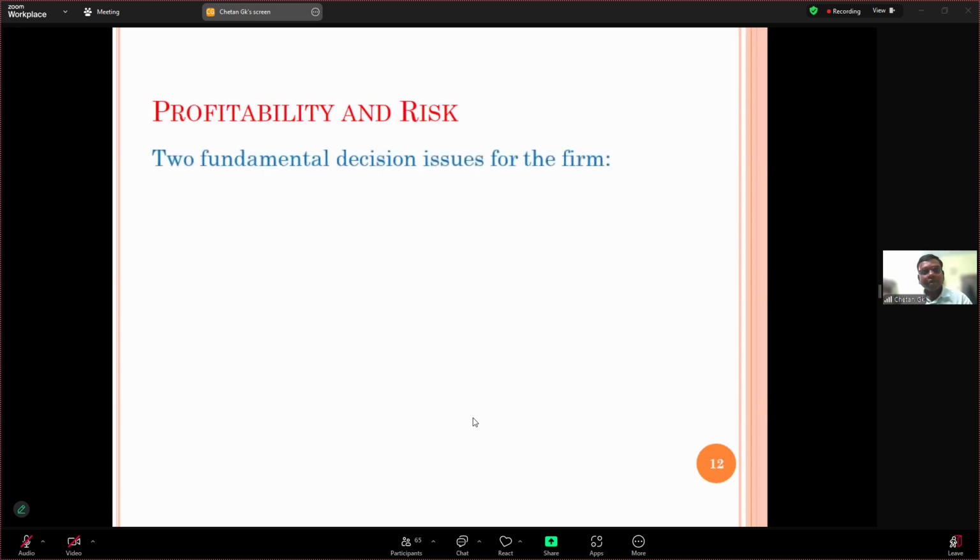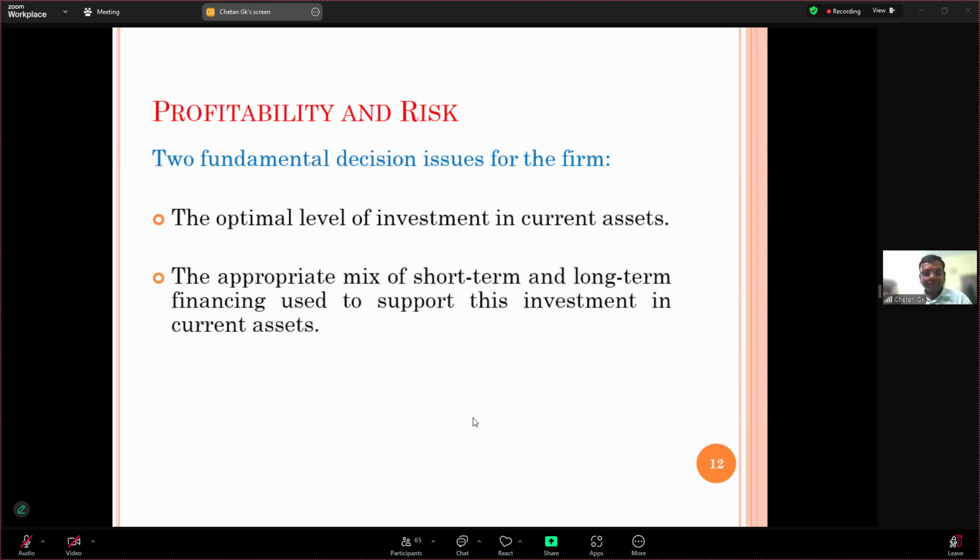Okay, so let us now go to the profitability and the risk aspect of it. The two fundamental decision issues for the firm are the optimal level of investment in current assets. How much do I invest in current assets? As we have understood by this time, too much is bad, too little is also bad. So how much we should keep as current assets is the optimal level we should be deciding. And the appropriate mix of short-term and long-term financing used to support this investment in current assets.